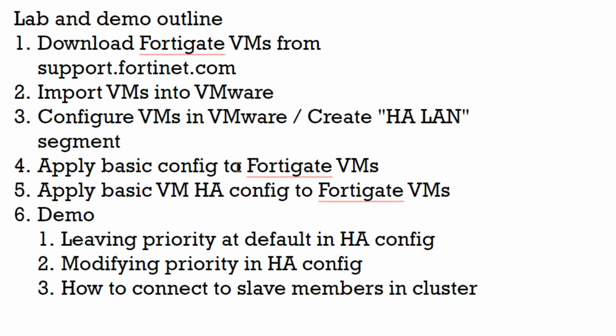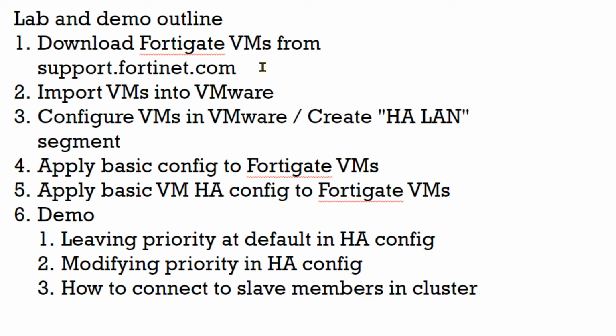Then last, here's the high-level outline. We're ready to get into the lab and demo outline. So first, we're going to download FortiGate VMs from support.fortinet.com. If you haven't seen my video already, you can do this for free. You get a 15-day trial of these VMs. You're limited to a gig of RAM, I think, and a single core CPU, but that's more than enough. You're not going to have any problems in a lab.